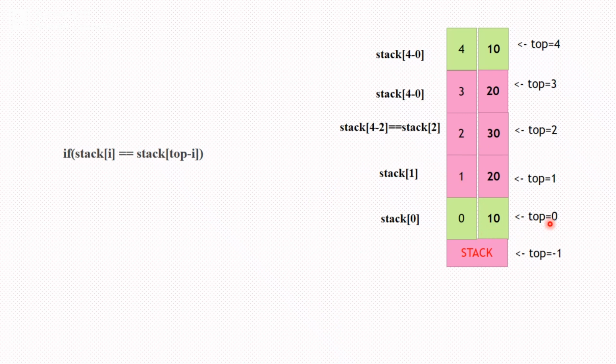That is, top of 0 and top of 4 need to be checked, top of 1 and top of 3 need to be checked, and then top of 2. So how do I do that? 0, 4 minus 0, and 1. This has to be 4 minus 1. Okay, correct it. Stack of 4 minus 1. Next again, stack of 2 is compared with stack of 4 minus 2. So that's why this is the condition you are going to check. How many times you are going to check this way?